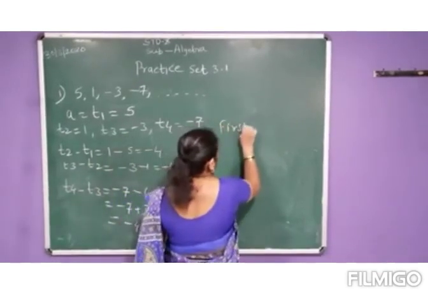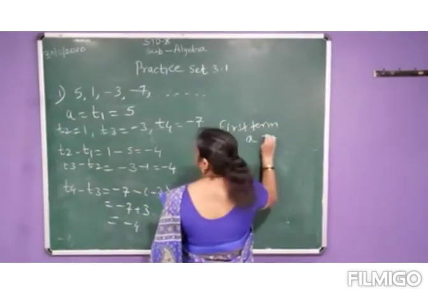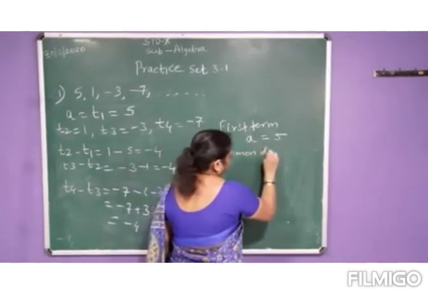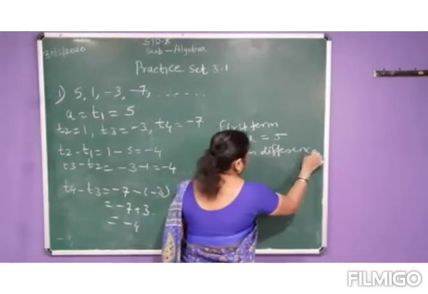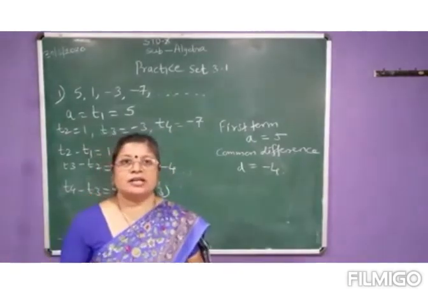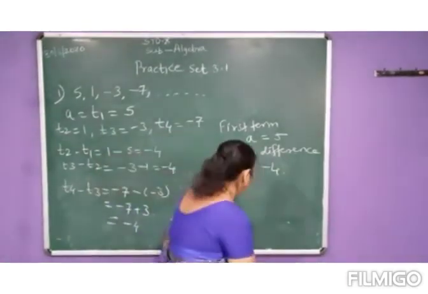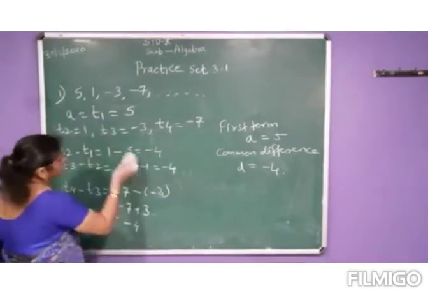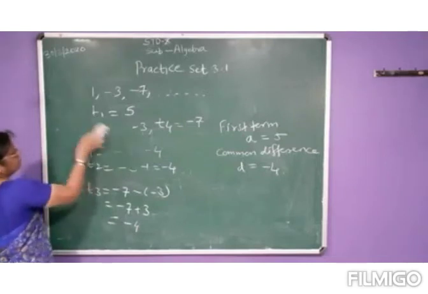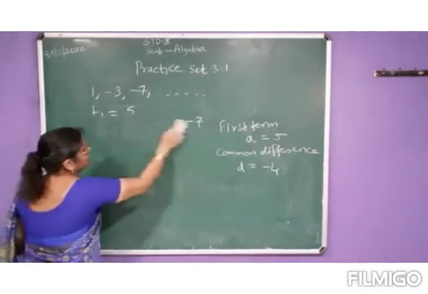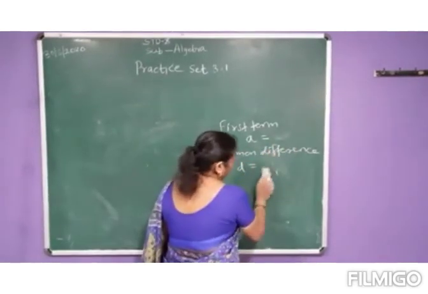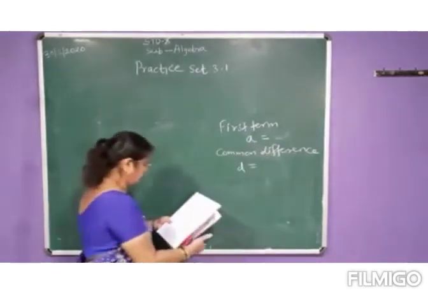So what answer will you write here? First term A is equal to 5 and common difference D is equal to minus 4. This type of question can come for 1 or 2 marks, depending. So this is how you have to go. This is the first one. Now we will go for the second question in this. I am keeping that as it is because I have to write, but you will always write once your sum is over.